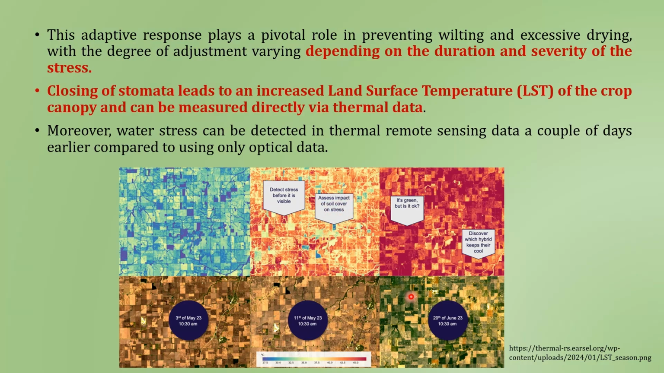And here we have green vegetation, but also we have higher temperature data. So it is green, but is it okay? Meaning whether the plant is under stress or not, we can estimate using the thermal data. And if we see, some of the patches are still having lower temperature. So under stress condition, we can identify which hybrid is able to survive better.